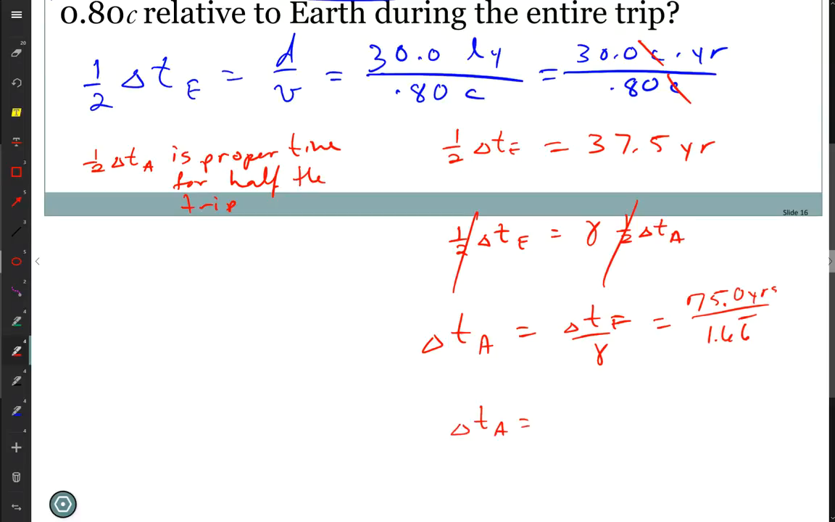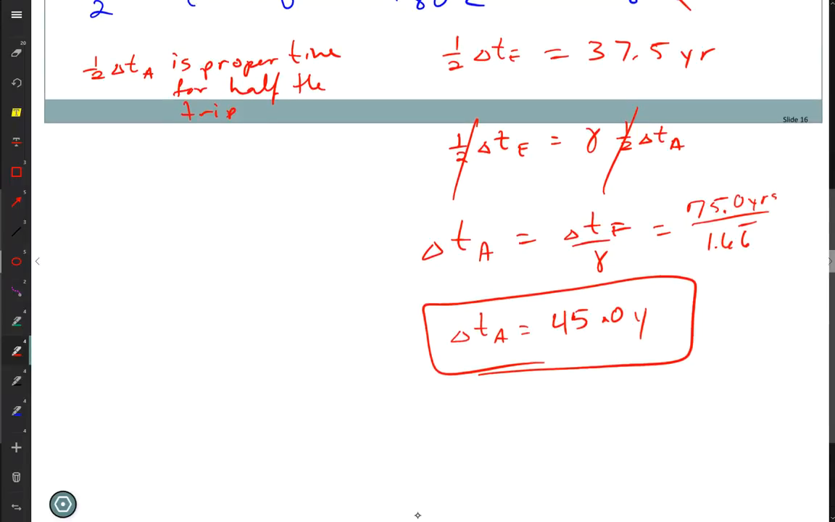And what is that? 0.6 times 75. 44.9 repeating. So the time for the trip as measured by the astronaut is 45 years. And the time for the person on Earth for the entire trip, 75 years.